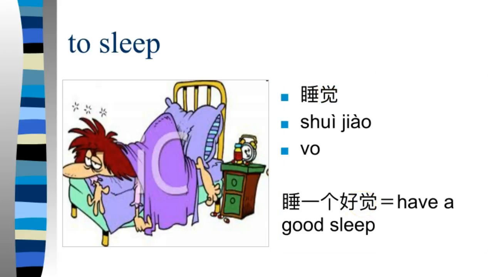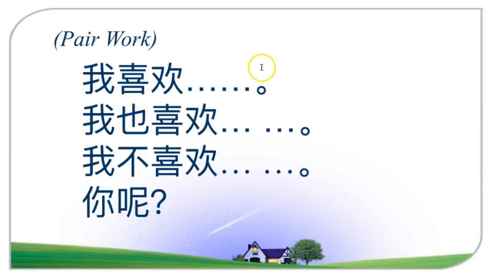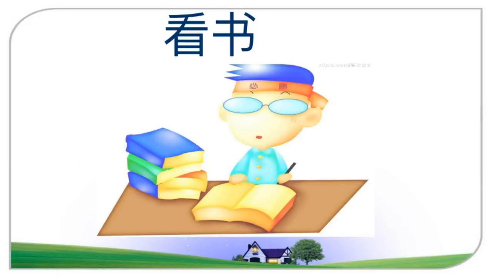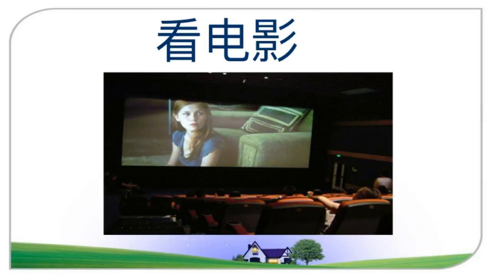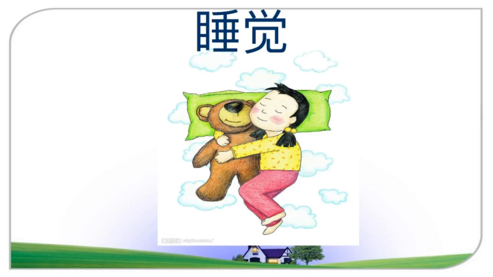Let's review our verb object actions that we've learned, right? And I can say things like 你喜欢 blah blah blah. 你喜欢睡觉吗？ And then you say 我喜欢睡觉，我不喜欢睡觉，我不喜欢看 etc. So 你喜欢看书吗？你喜欢看电视吗？你喜欢看电影吗？你喜欢睡觉吗？好 and those are our actions for hobbies for today.